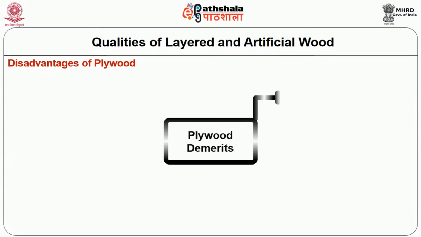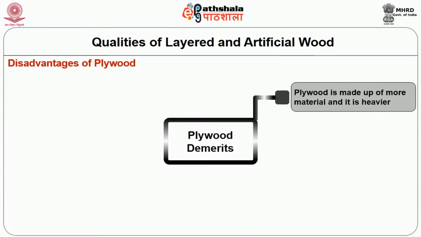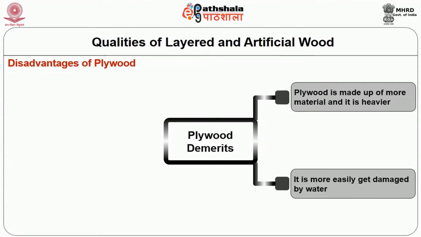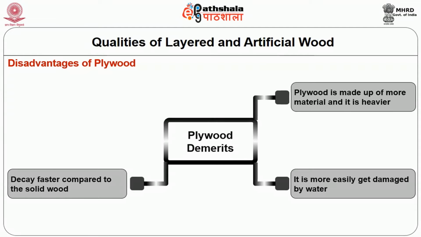They are: it is made up of more material and it is heavier, which increases the cost of the plywood. Since plywood is made from veneer and glue, it is more easily damaged by water. It is porous in nature, which absorbs water in. If it ever gets wet, it will warp and peel off. The plywood will decay faster compared to solid wood.